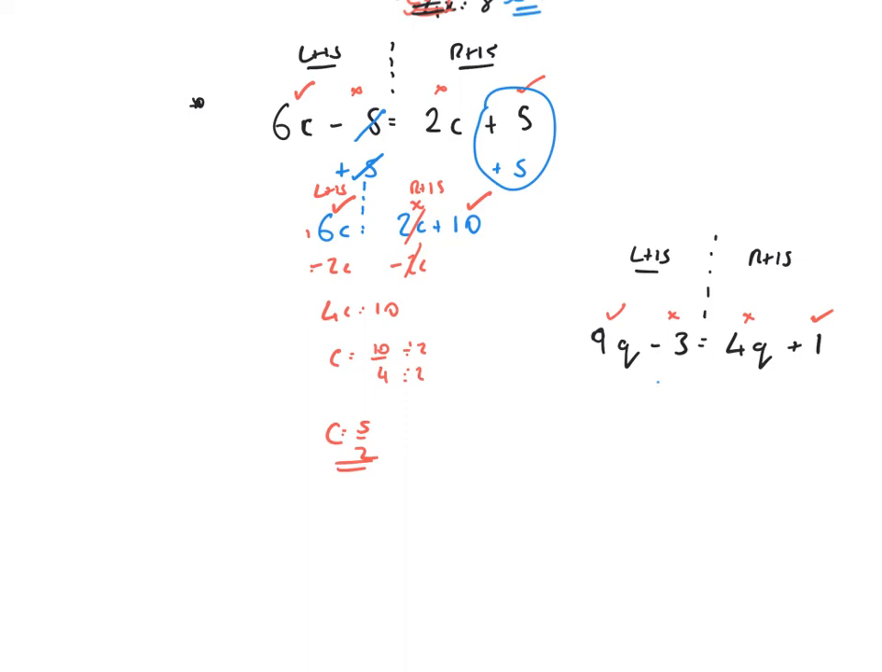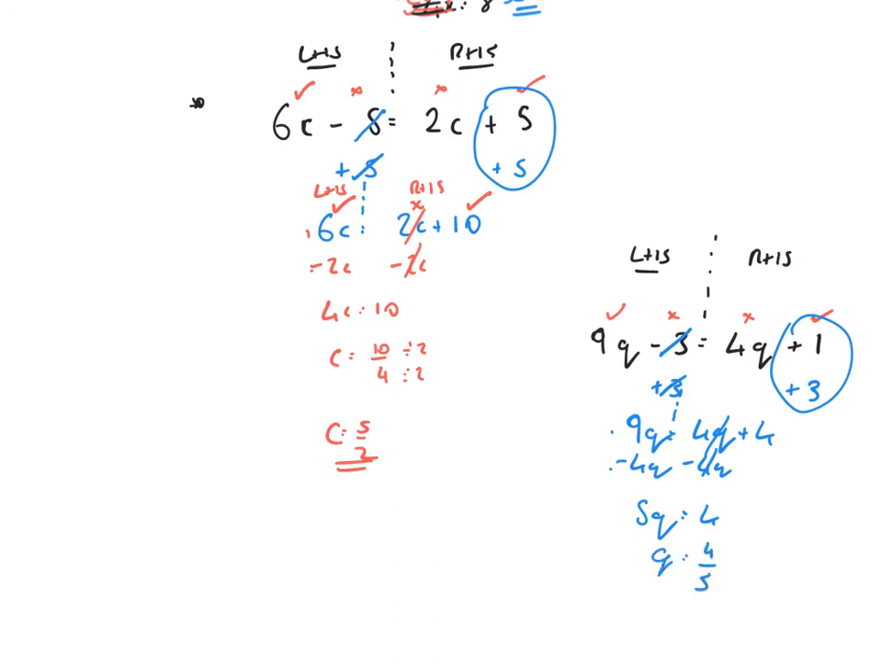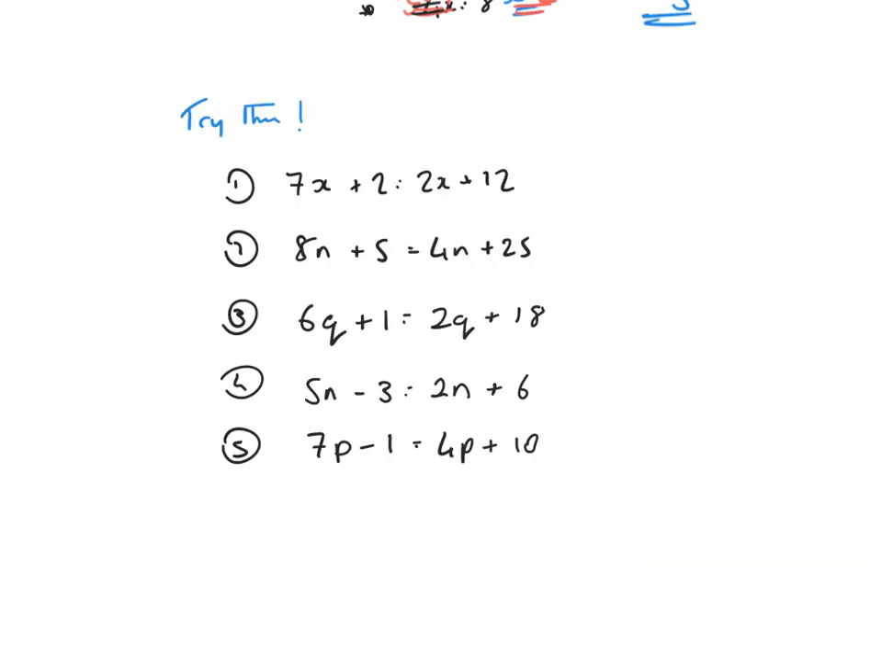Okay, how do I get rid of minus 3? Add 3 to both sides. 9q equals 4q plus 4. Go through it again, 9q is okay, but 4q is not, so I get rid of 4q from both sides. 9q take away 4q is 5q, that's equal to 4. Bring the 5 down, 4 over 5, final answer.